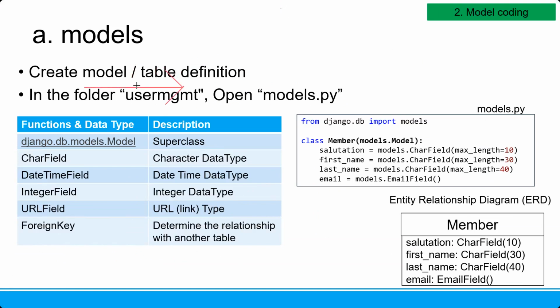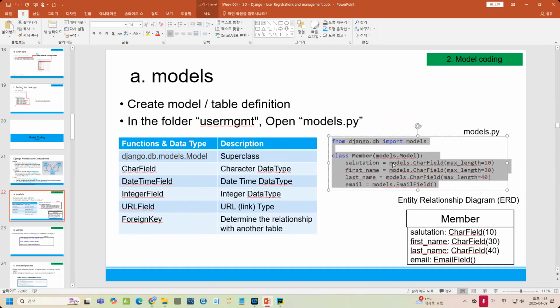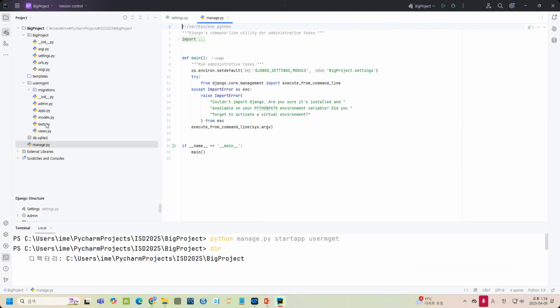So in this model or in this table, you can make it into the models.py. So in the models.py, here is the code. We are going to import the models, and we are going to use the Django.db. So let's see. I will copy and paste this one into the models.py.